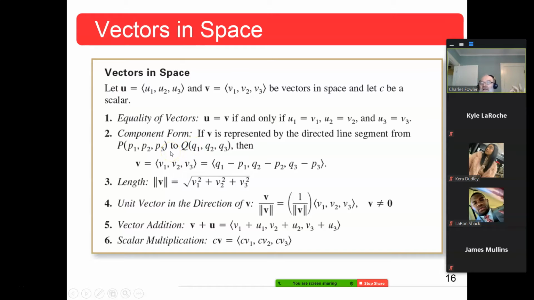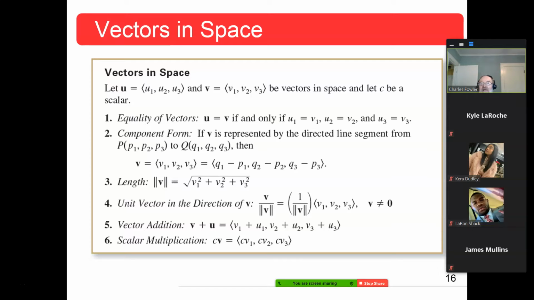That's how you do it anywhere in space where you have the 2 points. The component would be final minus initial for every one of the components, in the right order. So that's how we define, if we have 2 points in space, the vector between them in the direction from P to Q.